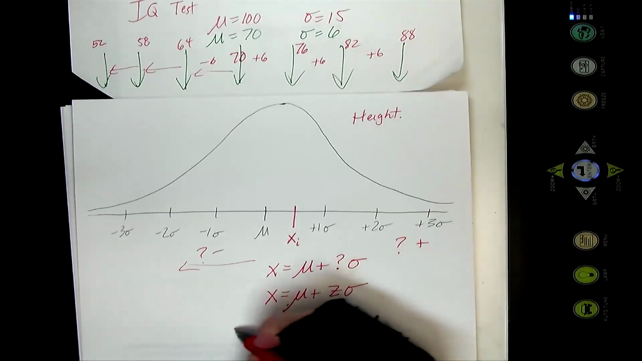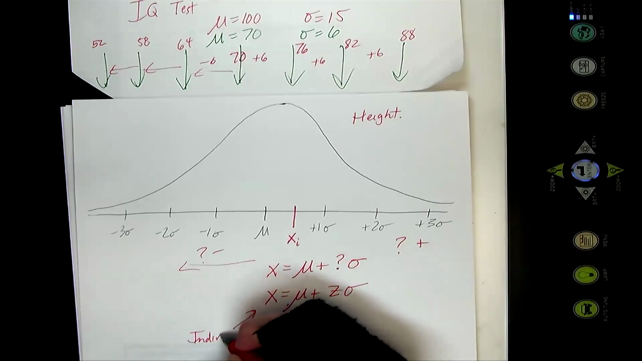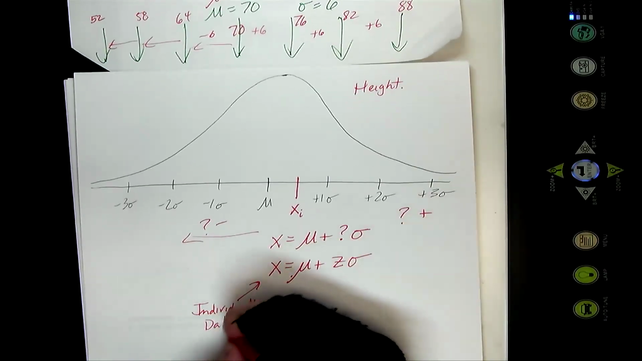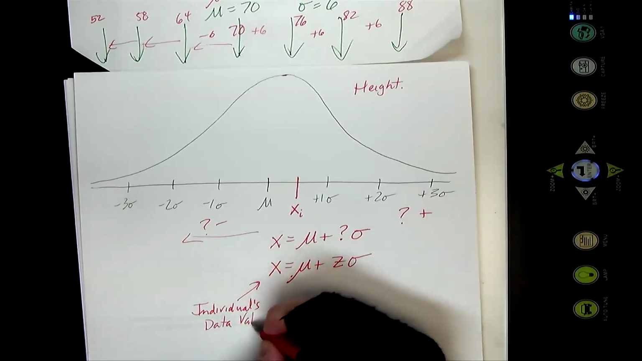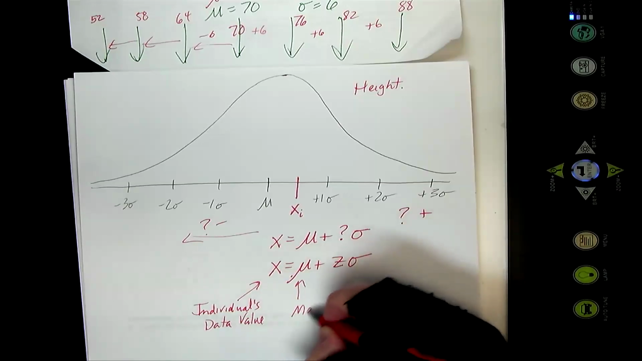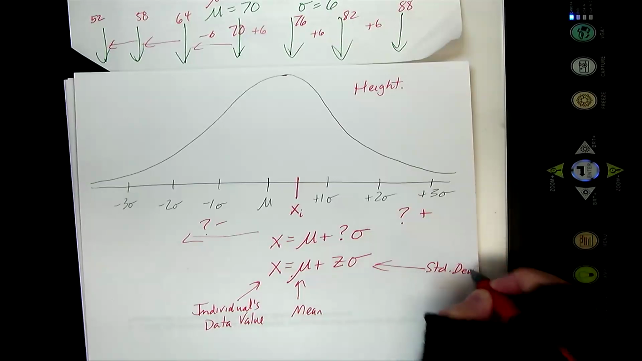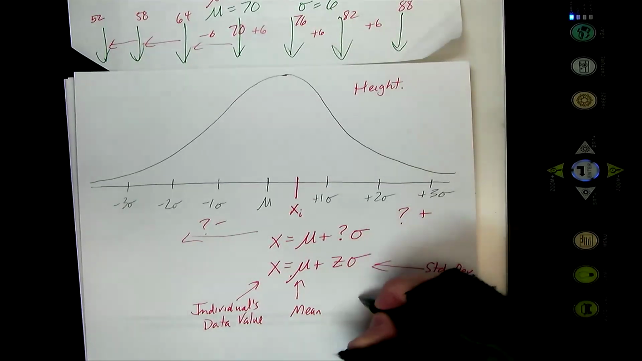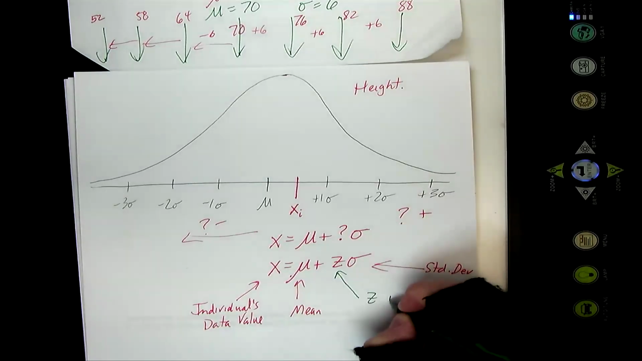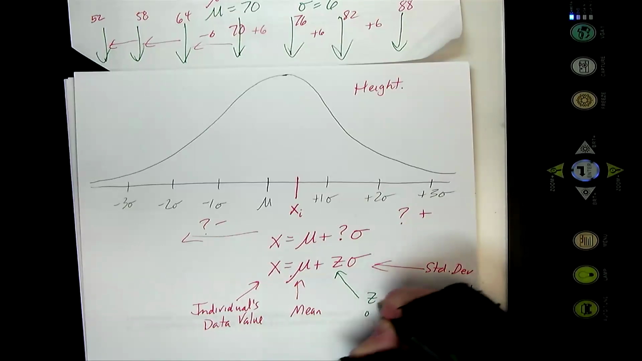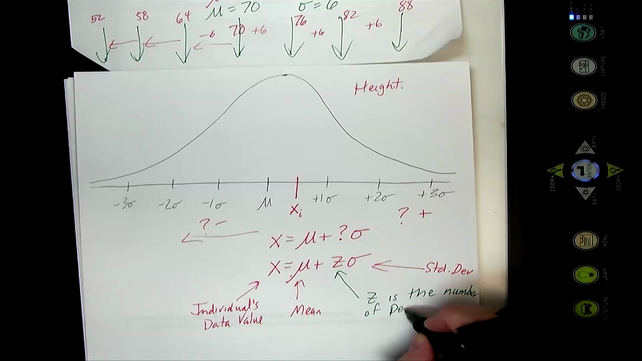So this is the individual's data. That's the mean. That's the standard deviation. And so Z is the number of deviations away from the mean.